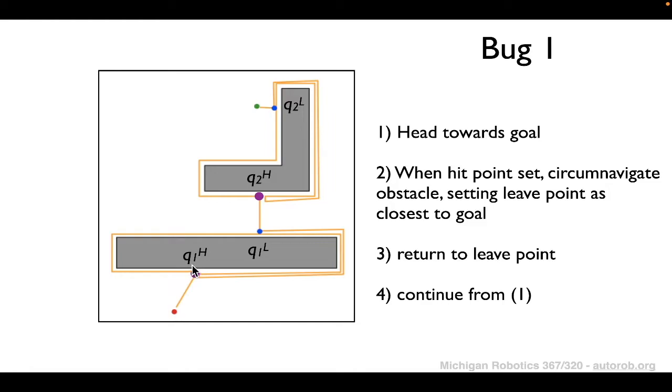Once it reaches back to its hit point, it'll recognize that it has fully circumnavigated the obstacle, so it can move on to step number 3 in the pseudocode. So it'll now aim to return to its leave point. It's going to circumnavigate back to the leave point here, at which point it's going to go back to step 1 in the algorithm. So it's now going to head towards the goal. Once again, it reaches an obstacle, so it'll drop a hit point, begin its circumnavigation of the obstacle, keeping track of which point is closest to the goal as it goes.